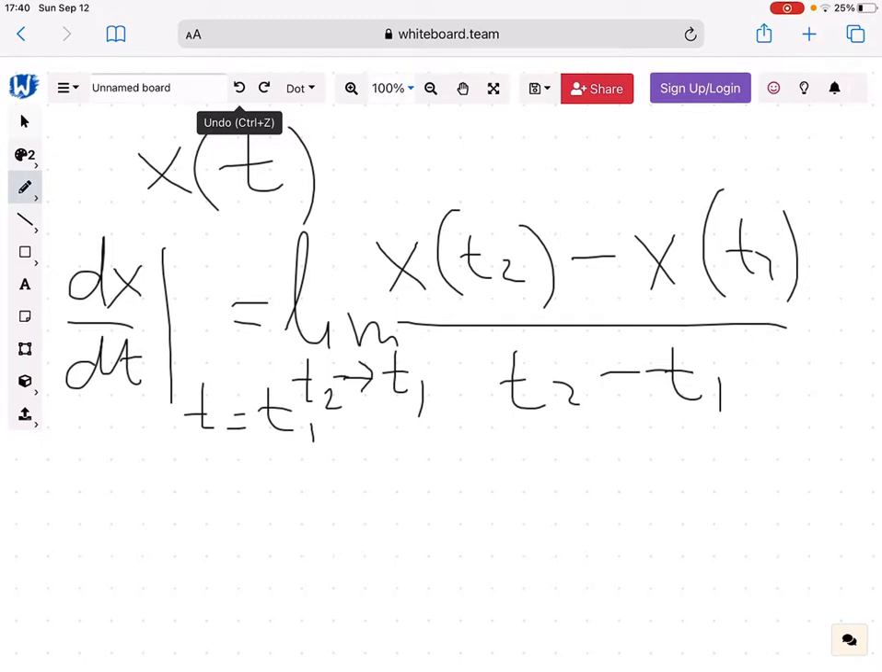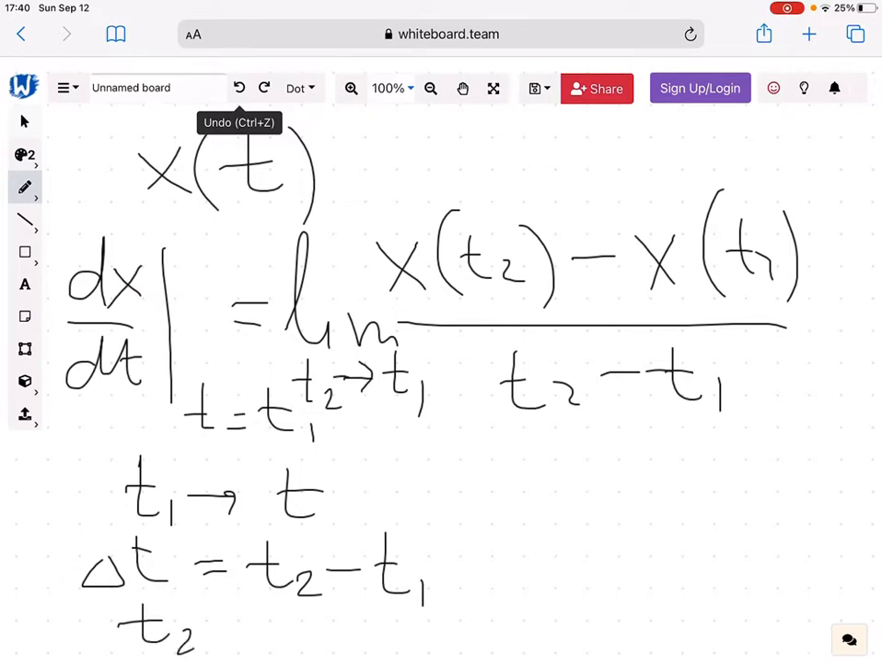Now we're going to rewrite this a little bit in a more convenient form for us. Instead of writing t1, we're just going to write t. So t1 becomes t in the new notation. Another thing, we're going to use the notation delta t to indicate the difference between t2 and t1. And if we do this, t2 can be rewritten as t plus delta t.